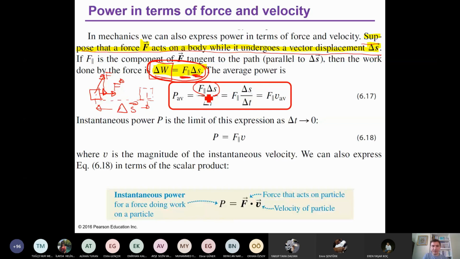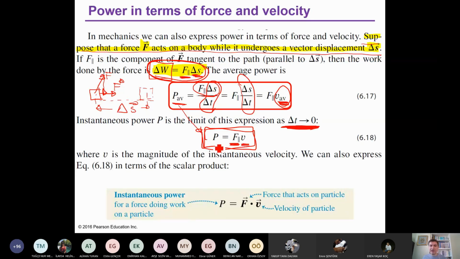What do you see here? Delta S over delta T. What is delta S over delta T? This one. This is the V average, right? Average velocity. This is the average power in terms of average velocity. If delta T goes to 0, I mean for a very short time, this V average goes to instantaneous velocity, and this P average goes to instantaneous power. Then instantaneous power can be written in this form: parallel force acting on the object times the velocity of the object.